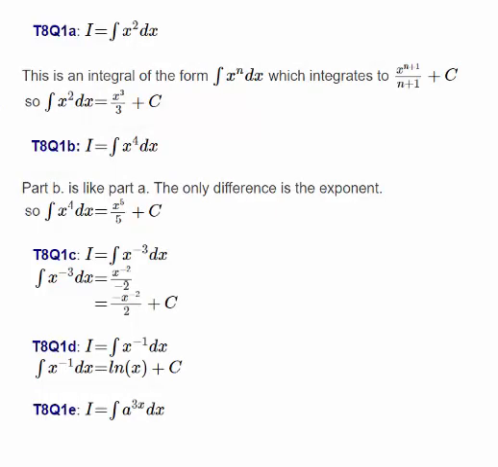Part E, the integral of a to the 3x dx. This again is one of the standard integrals that's on the table, and the answer to this is given by a to the 3x over 3 log a plus a constant. As before, we'll differentiate this to make sure we get back to where we started from.